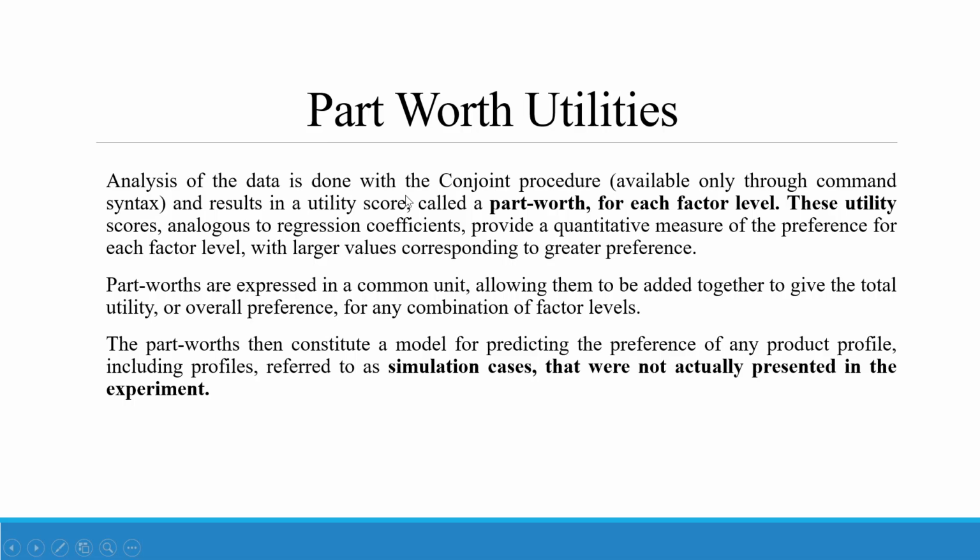Analysis of the data is done with the conjoint procedure available in SPSS only through command syntax, and it results in a utility score called part worth for each factor level. These utility scores, analogous to regression coefficients, provide a quantitative measure of the preference for each factor level, with large values corresponding to greater preference. Part worths are expressed in a common unit, allowing them to be added together to give the total utility or overall preference for any combination of the factor levels.